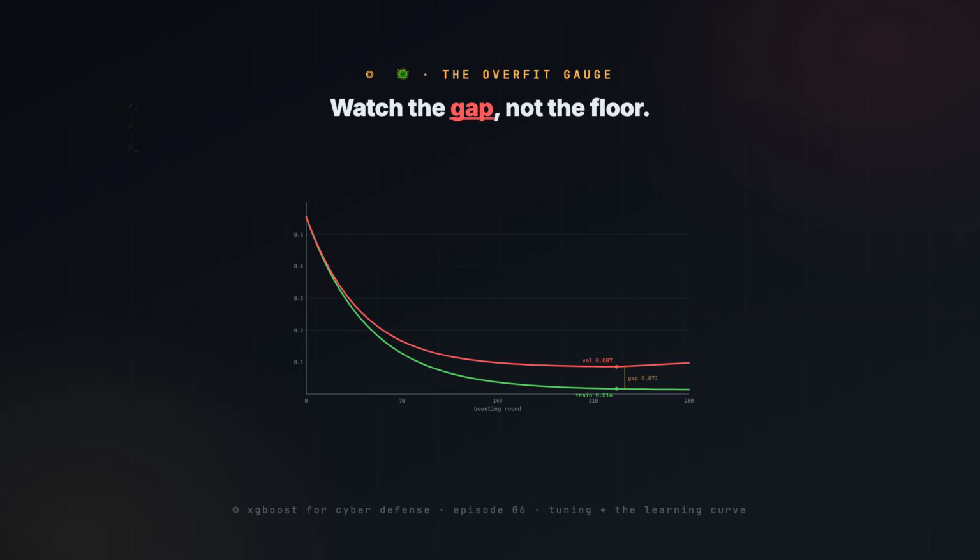The misconception killed here is: low training loss means a good model. A training log loss near 0.02 is meaningless until you see the validation curve sitting at 0.087 right beside it.